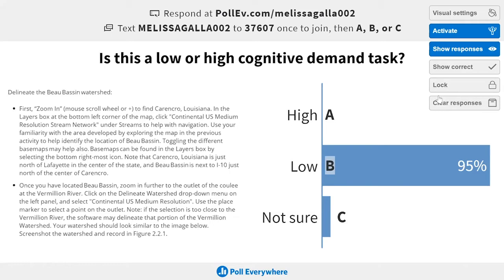A lot of times you'll see a straight river, and rivers aren't straight. So I'm just thinking, what could we do to take a simple watershed delineation and make it high cognitive?